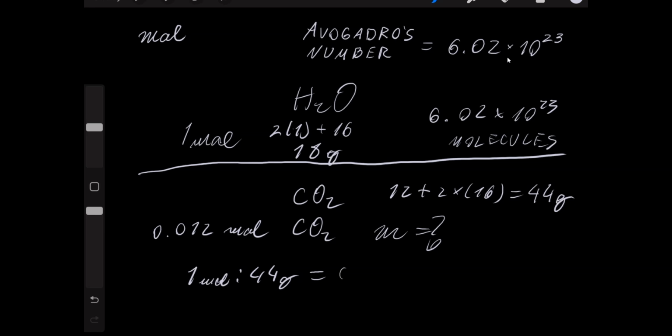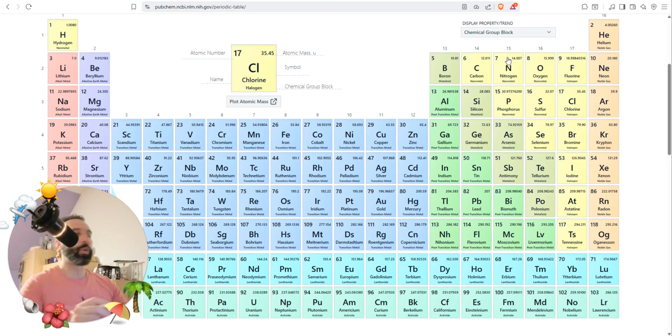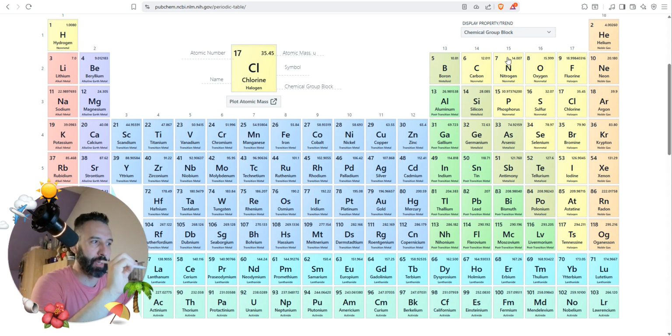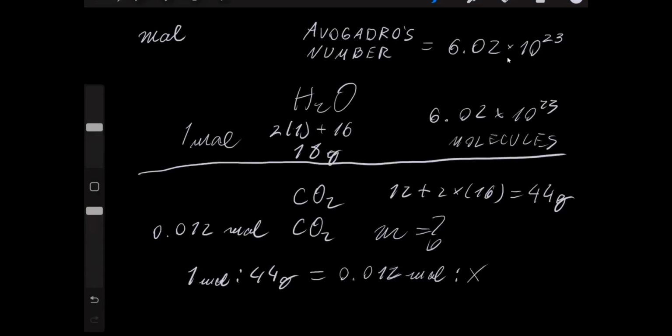But I want to know 0.012 moles of CO2, that is X, which mass? You make a proportion like this, you will never make a mistake. And you can put here the number, Avogadro's number, you can put whatever you want, as long as the first unit here is the same as the first unit here, and the second unit here is the same as the second unit here, so this is in grams, you're never going to make a mistake.